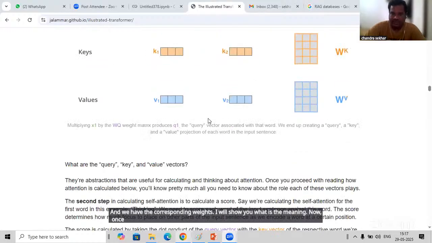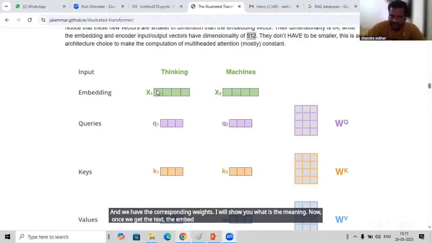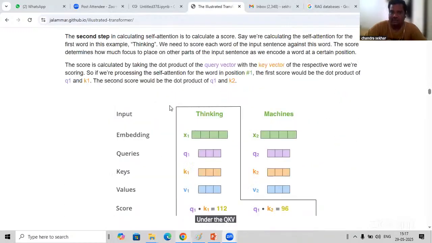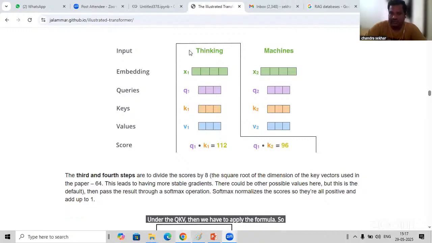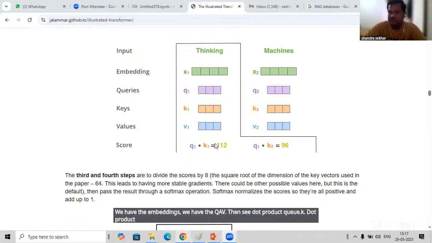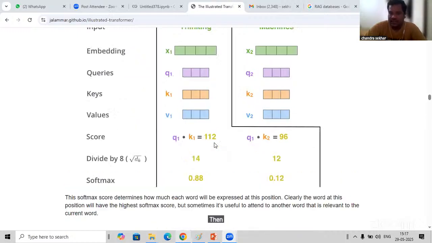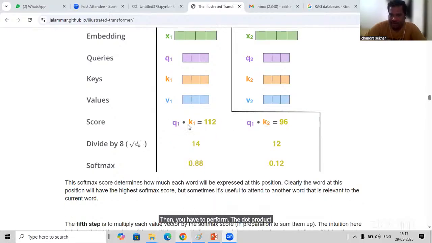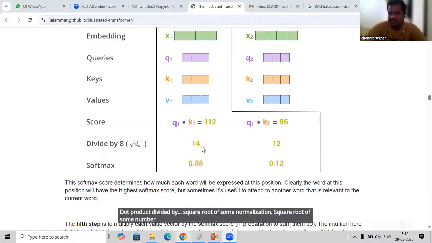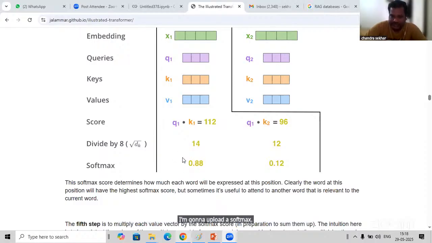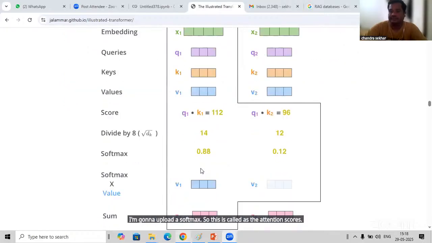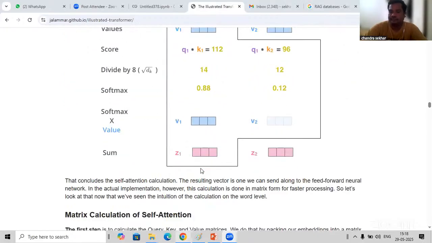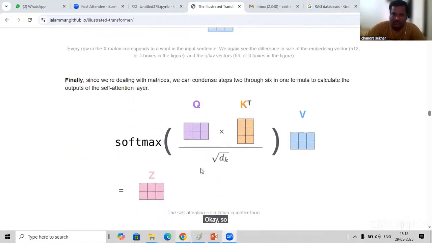Now, once we get the text, the embedding representation, and the QKV, then we have to apply the formula. So once we have the input, the embeddings, and the QKV, then see, Q dot K dot product is 112. Then you have to perform the dot product formula: dot product divided by the square root of some normalization number, and then apply the softmax. So this is called the attention scores. Okay, so this is the formula.